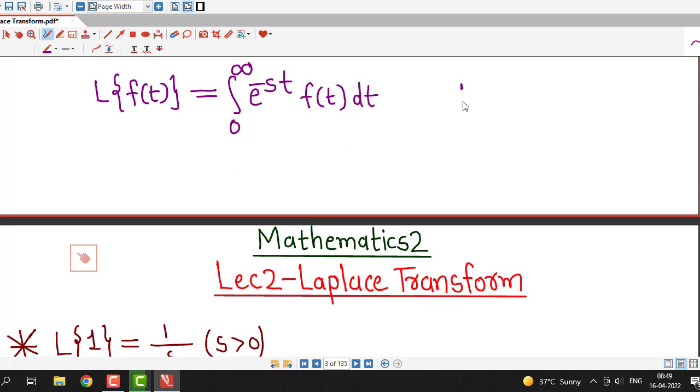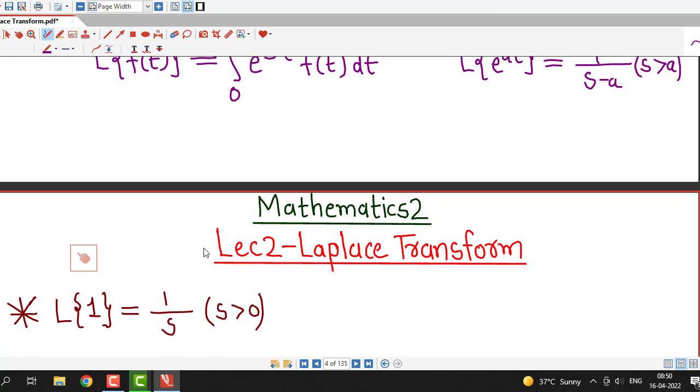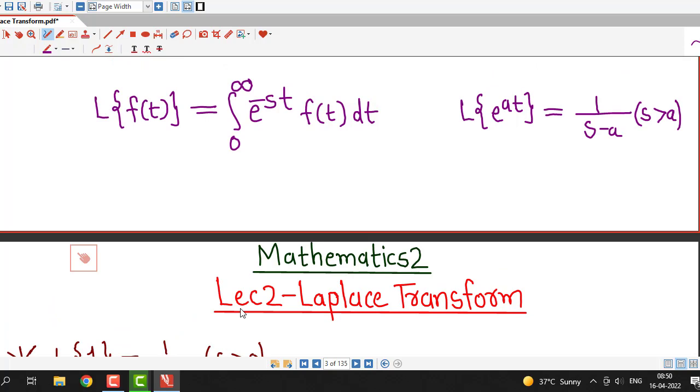And using this definition, we have derived the formula for Laplace transform of e raised to at, and it is given by 1 divided by s minus a, and this is valid whenever s is greater than a. Now today we are going to show that Laplace transform of 1 is 1 by s. Now this we can prove using this formula also.